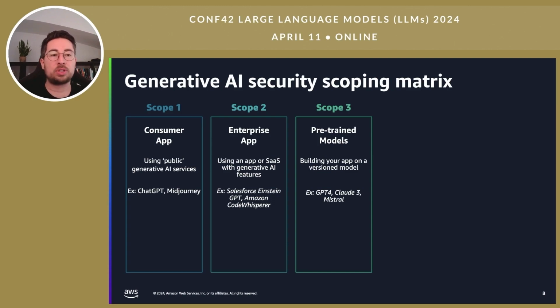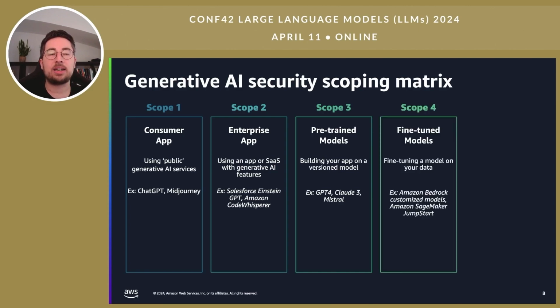You can also take it one step further and fine-tune existing models with your data. This adds additional considerations in terms of security because customer data also goes into the model. And this is scope 4. There you could use those existing models and fine-tune them based on your application and your data.